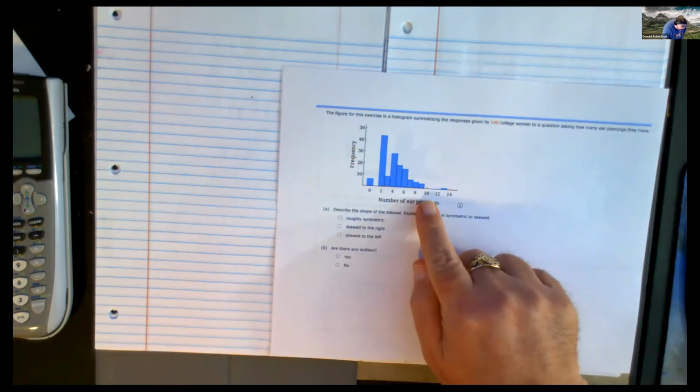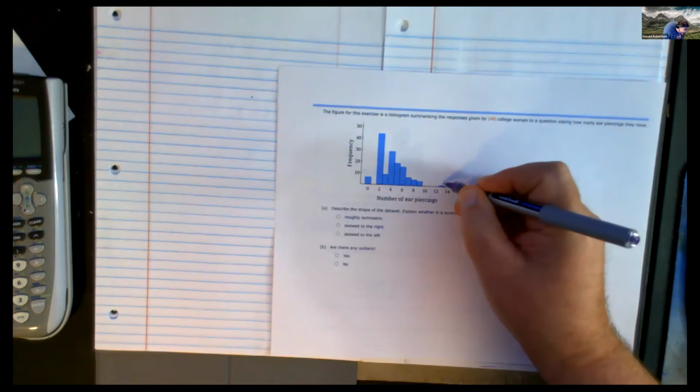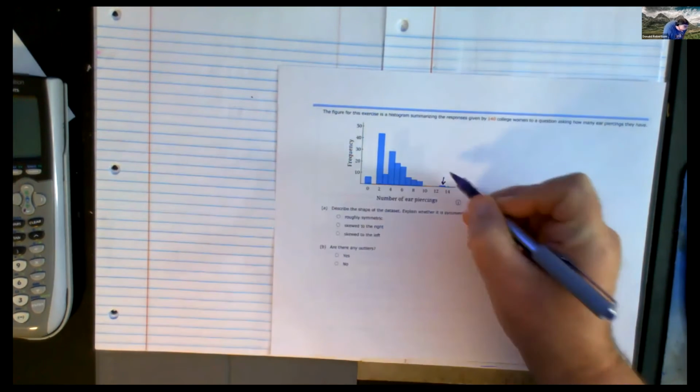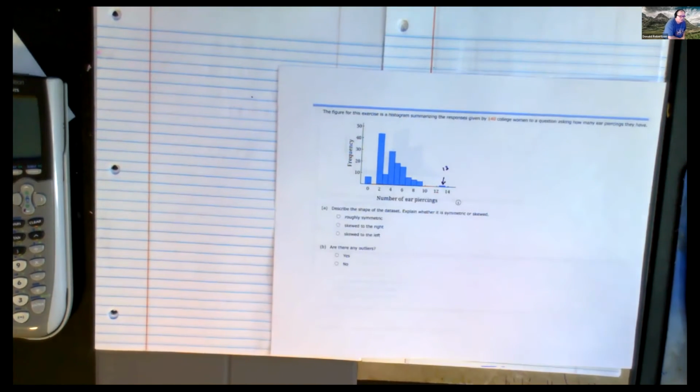It's weird what they ask people. This figure contains information about, I believe, 140 college women, and they asked them how many ear piercings they have. I guess that makes sense. Sometimes you have double ear piercings, so you can put 2 earrings in at once. But I'm really worried about anyone who would have that number there. Wouldn't that be 13 ear piercings?